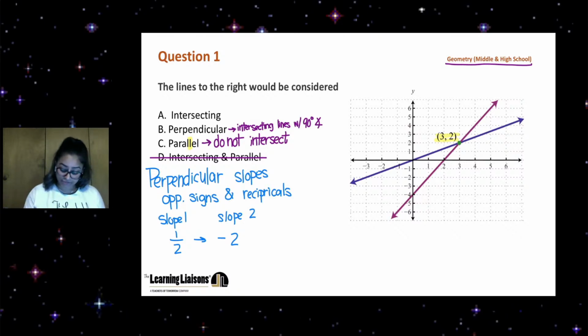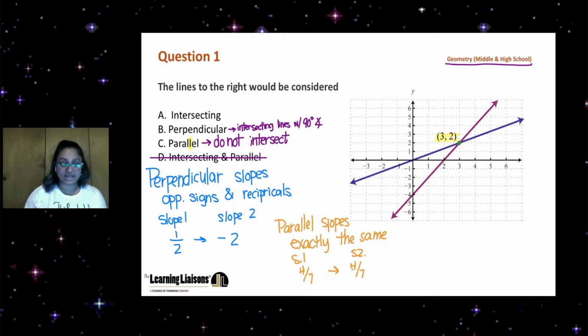Let's talk about parallel slopes. If two slopes are going in the same direction, at the same time with no intention of crossing each other, they're going to have the exact same slope. So parallel slopes are exactly the same. Slope 1, we'll call it S1, and S2. If slope 1 is, let's say, 4/7, then the second slope will be 4/7. And they can be whole numbers. It doesn't have to be fractions all the time. If the first slope is 7, then the second slope is 7.